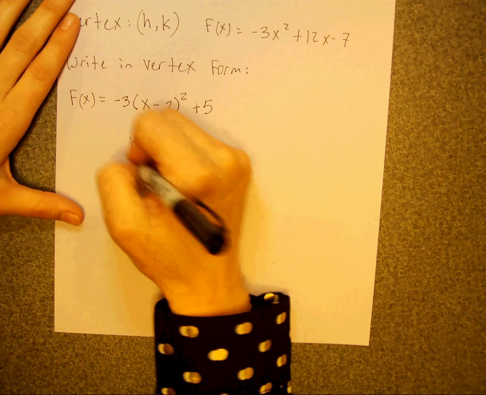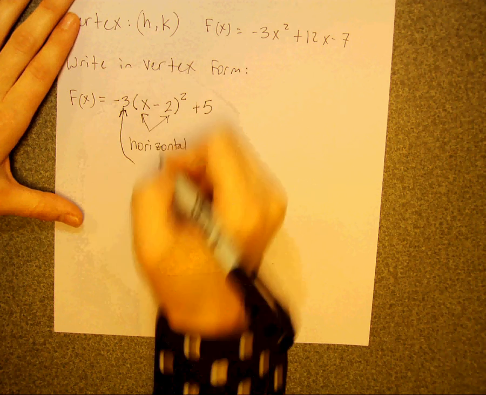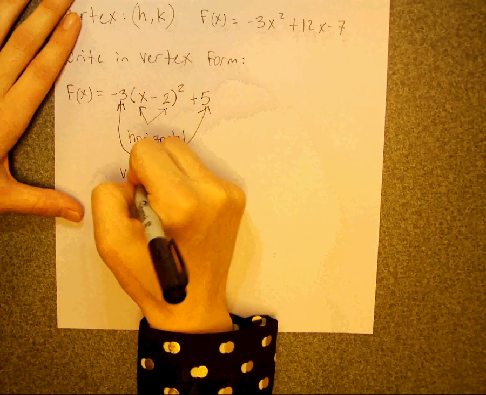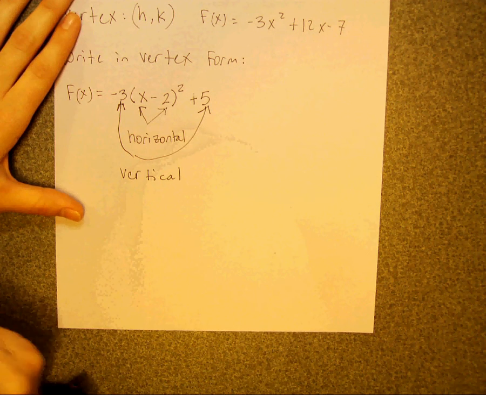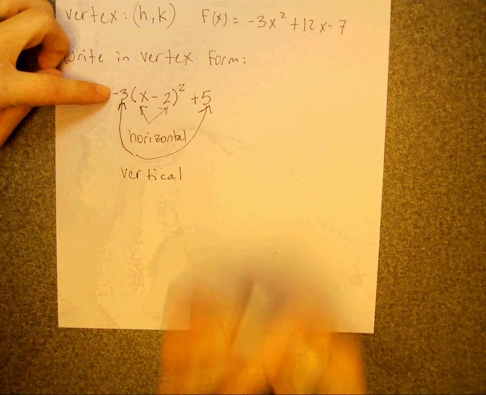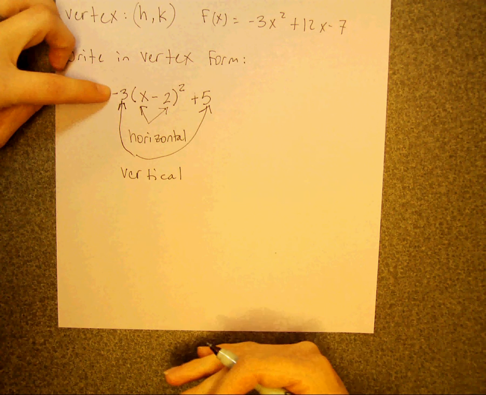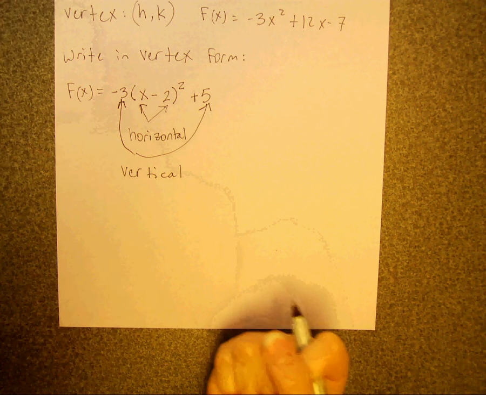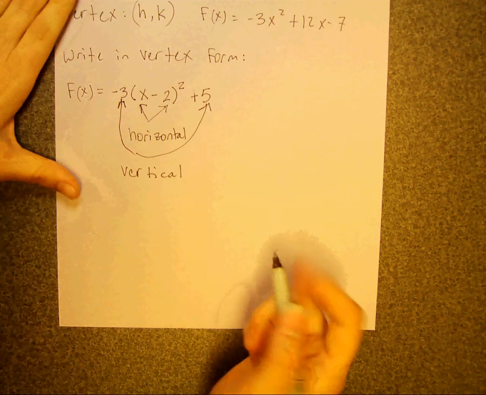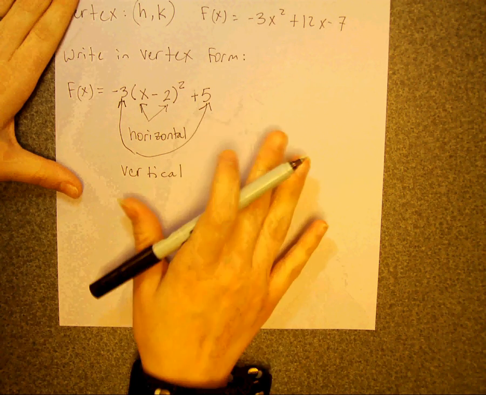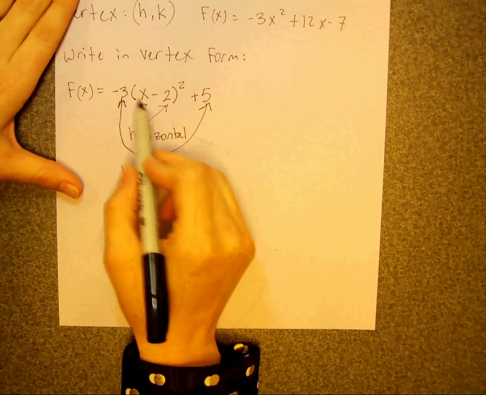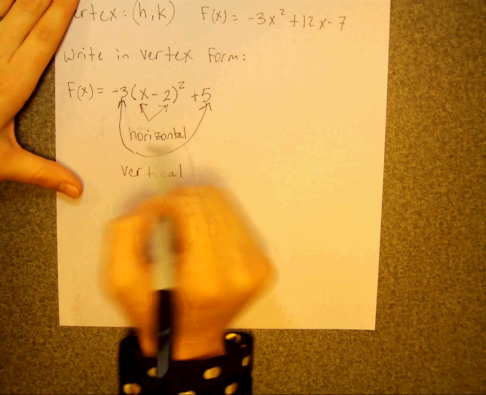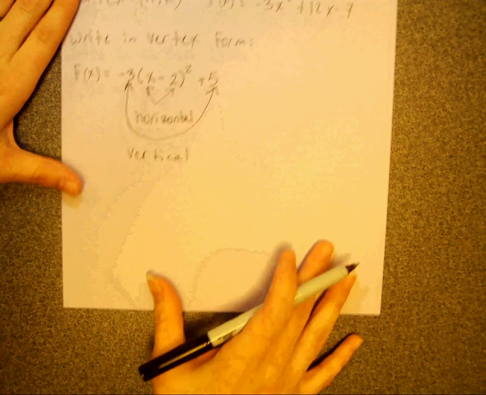On the outside, so the value out front and the value in the back, these are my vertical transformations. So the negative is a reflection over the x-axis. The 3 tells me that I have a vertical stretch, right? So it's going to make it skinnier. And the 5 tells me that I have a shift upward. So anything on the inside is a horizontal transformation. Anything on the outside is a vertical transformation.